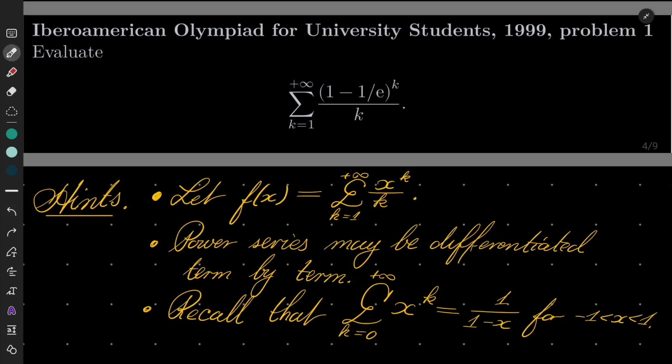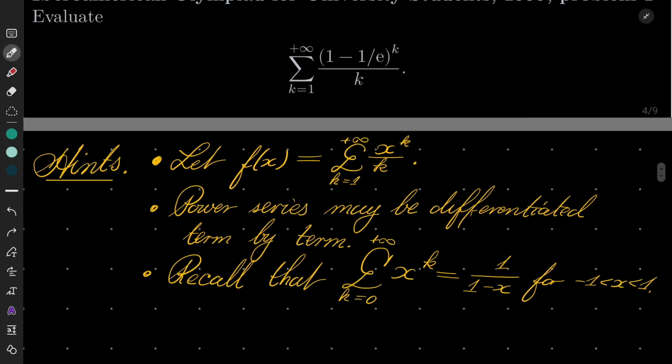Well, let f of x be this function, and you should use the following powerful fact from mathematical analysis, that power series may be differentiated term by term. So in other words, you can take your derivative inside of the infinite sum. And also recall the well-known formula for the geometric series: 1 plus x plus x squared and so on equals 1 over 1 minus x. So give this problem a try and I will see you in a minute.